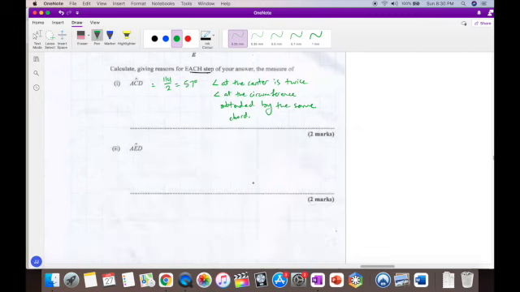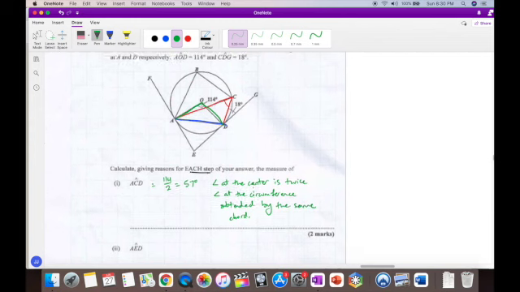Nice. AED this time. So we have AED. Oh, that's this one over here.